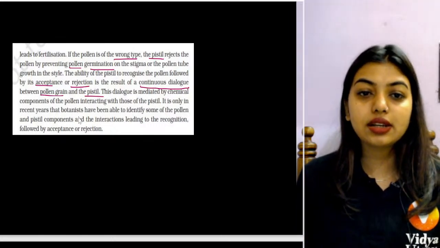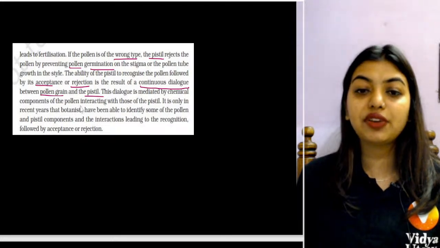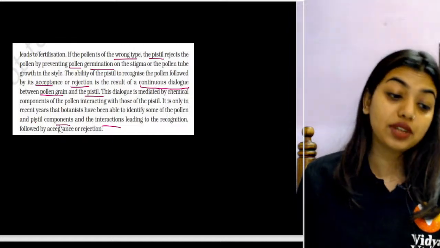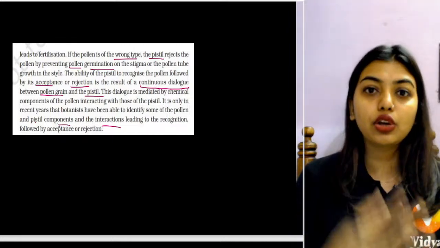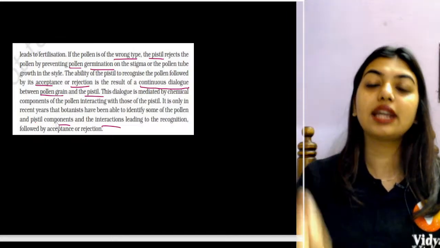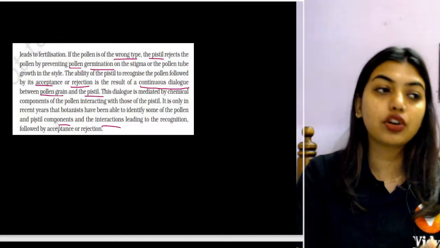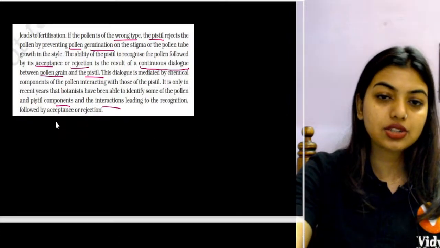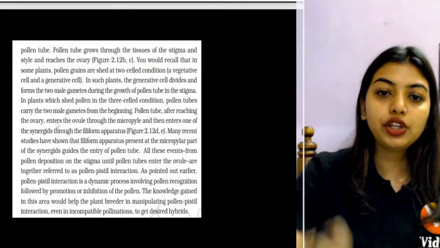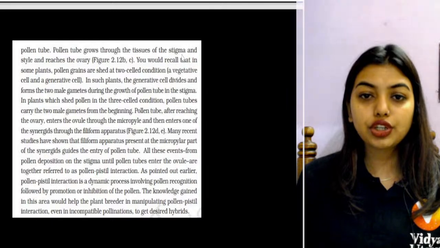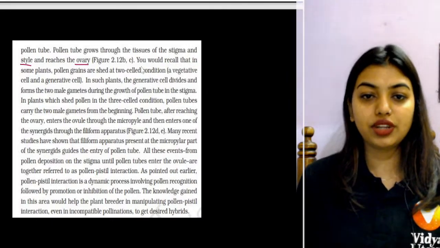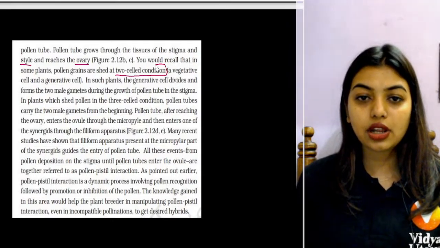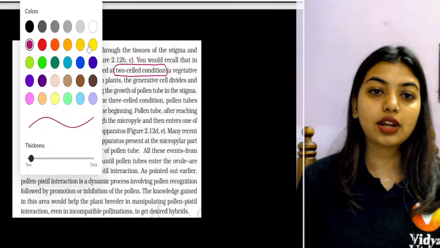Now, it is only in recent years that botanists have been able to identify some of the pollen-pistil components and interactions leading to the recognition, followed by acceptance or rejection. So, only in very recent time they got to know that the stigma decides which pollen is good for me or not good for me, the right or wrong type, and then it leads to acceptance and rejection. Okay, clear, students? Now, the pollen tube grows through the tissues of the stigma and the style and reaches the ovary. You would recall that in some plants pollen grains are shed at the two-celled condition. What is the two-celled condition? I had already explained it to all of you.